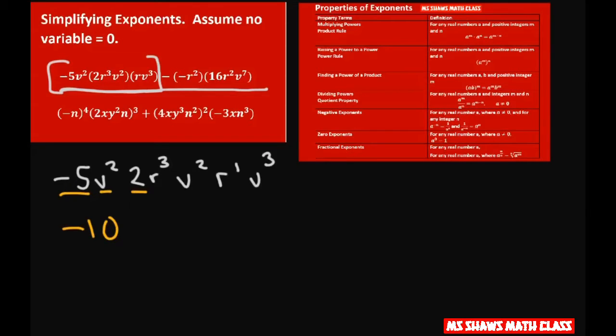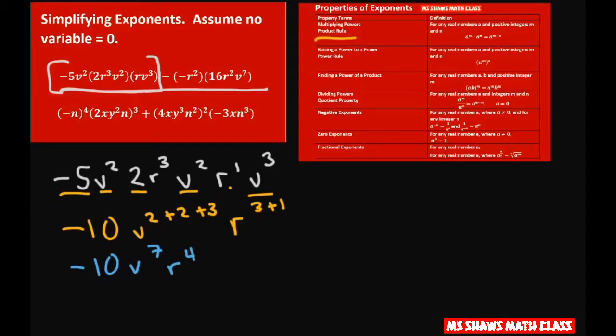For the v's, you're going to write, here's your v's, v to the 2 plus 2 plus 3. And that's using your product rule. And then for your r, you're going to write 3 plus 1. So I think I got everything. Okay, so simplifying this, you get negative 10 v to the 7th, r to the 4th.